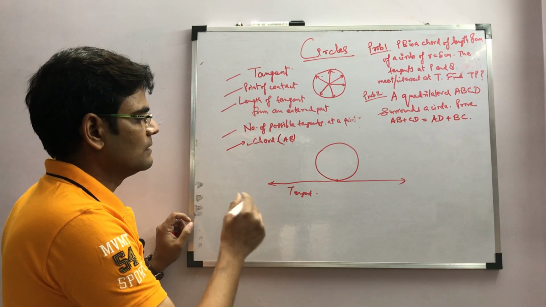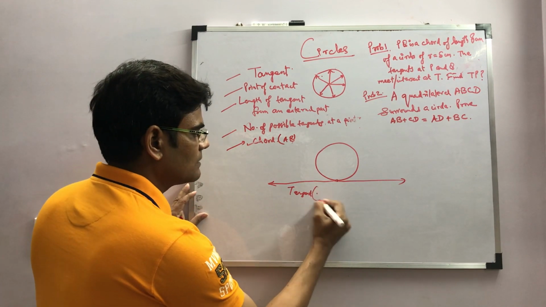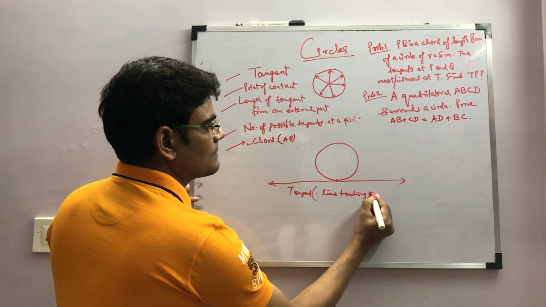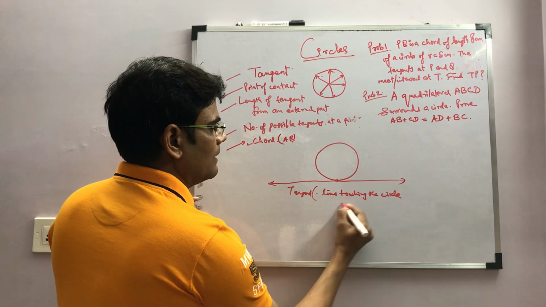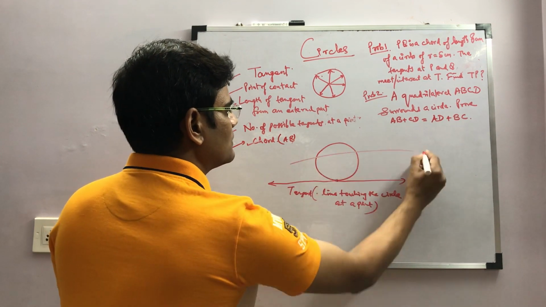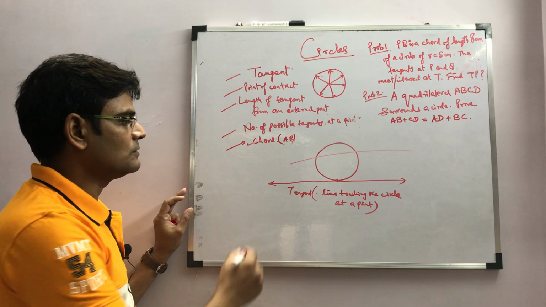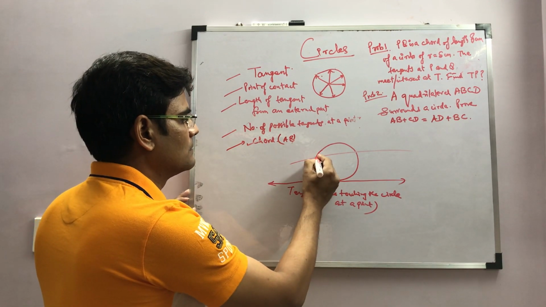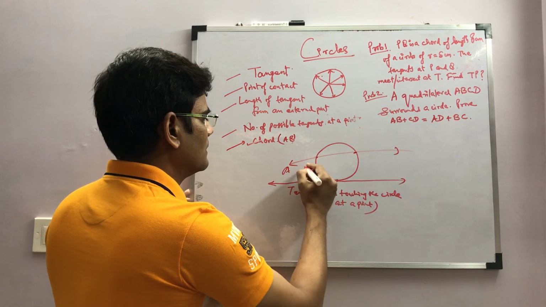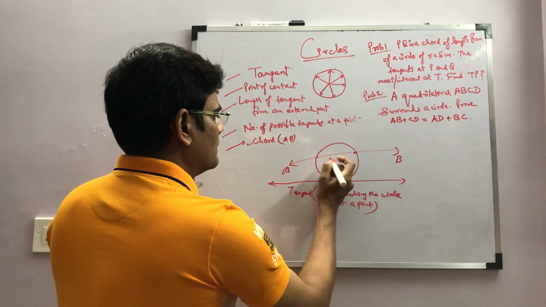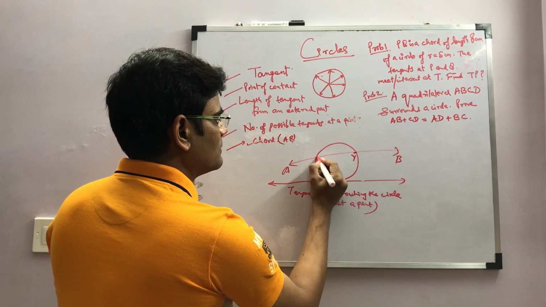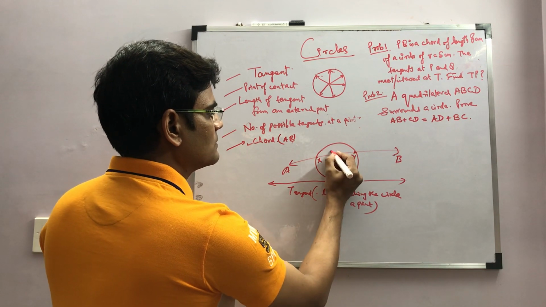What is a tangent? A line touching the circle at a point, not intersecting. This is not a chord. This is not a tangent. This is a chord. And the chord is not this whole line. This AB line is not the chord. A chord is the line segment from this point to this point. This is the length of the chord. So this is 4 centimeter.